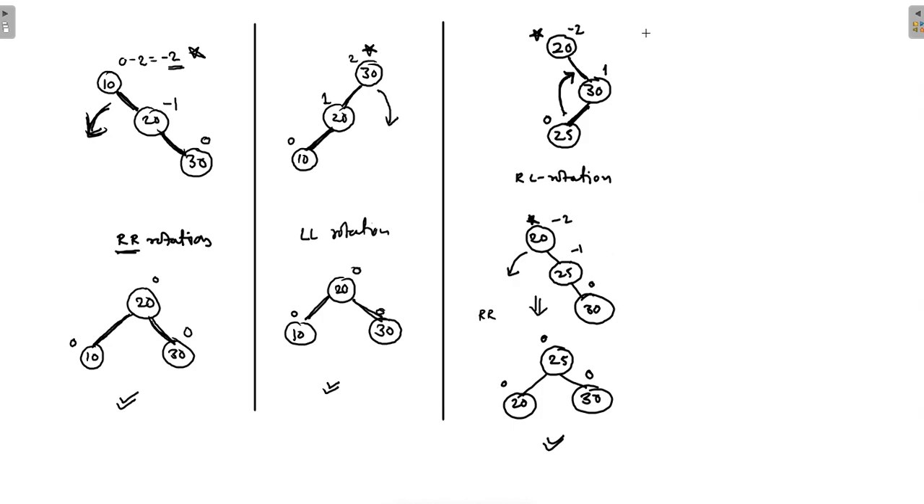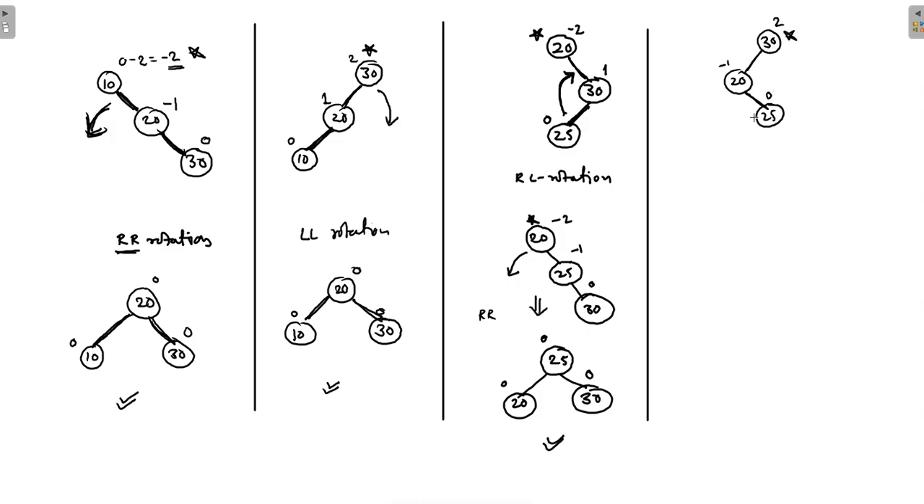Now let us discuss the fourth case, and for that case we will take an example. Suppose we have a node 30 at the root, then we have an element, suppose 20 here, and then we have a value 25 which is smaller than 30 but greater than 20. Now if you calculate the balance factor, it becomes 0 here. For 20 it is 0 minus 1, so it is minus 1. For 30 it is 2 minus the right side 0, so it is 2. So it is unbalanced here.